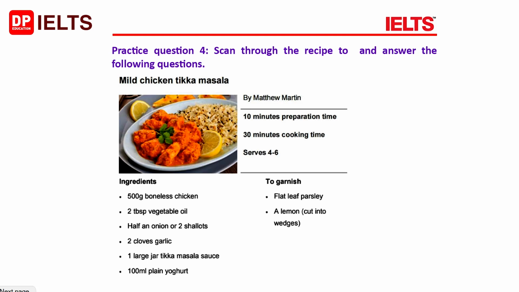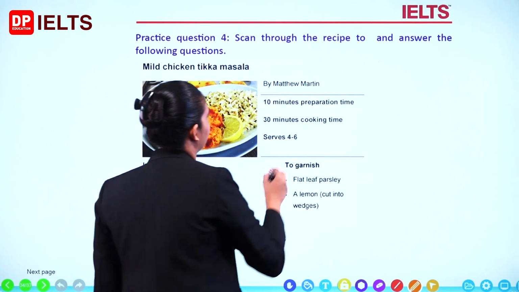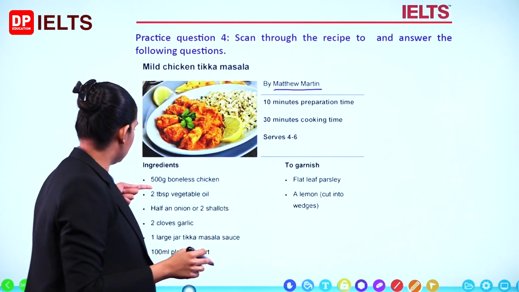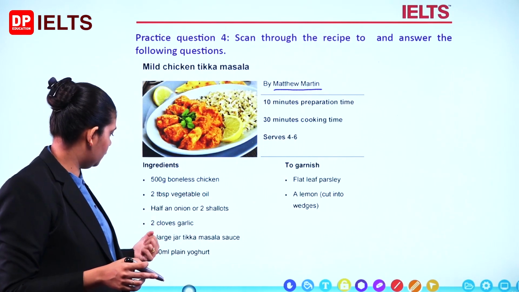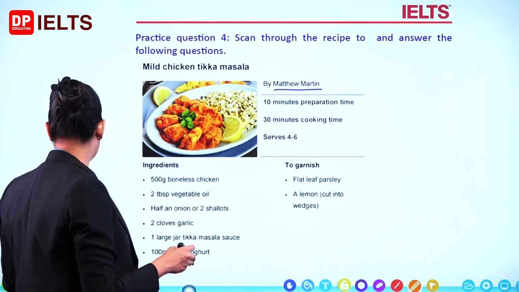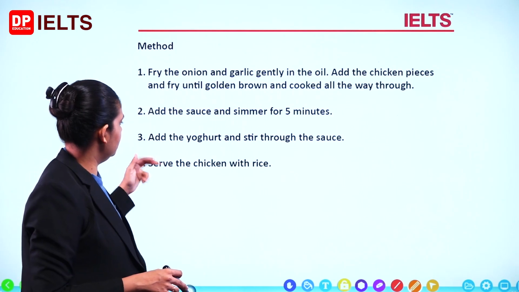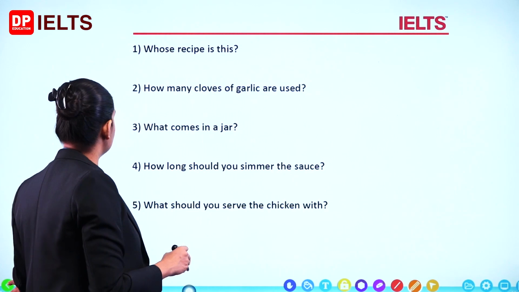All right. Question number 4. Scan through the recipe and write the answers. So scan, okay? We've got Matthew, and we've got 10 minutes, 30 minutes, 4 to 6. We've got chicken, vegetable oil, half an onion or 2 shallots, 2 cloves, 1 jar of tikka masala, 100 plain yogurt, and then to garnish, right? And then we've got the instructions or the method. Fry the onion, add the sauce, add the yogurt, serve the chicken with rice.